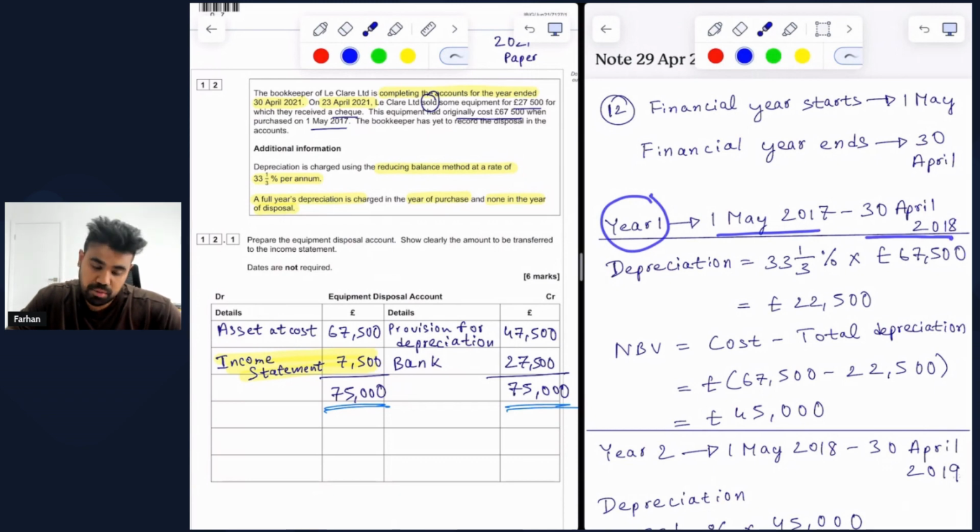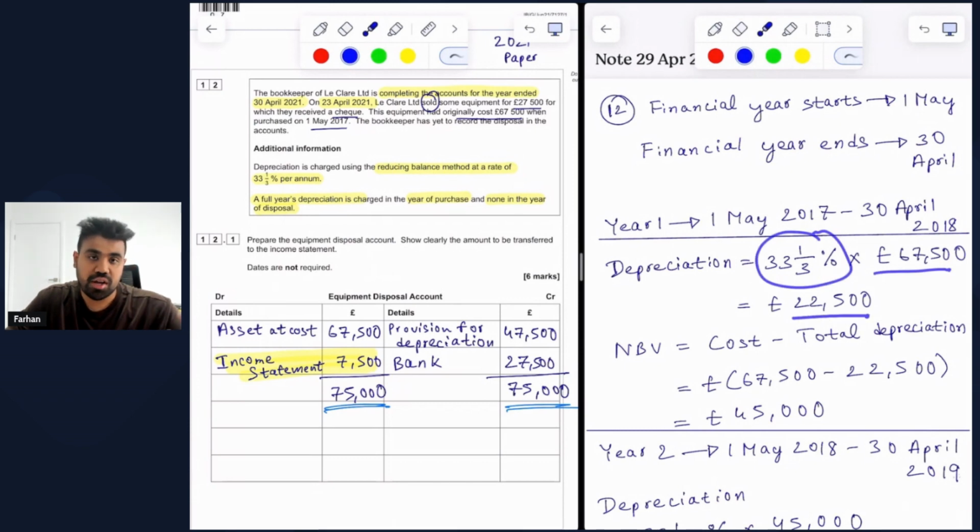Now we want to find the depreciation. Because you're using the reducing balance method, when it comes to the first year of calculating the depreciation, you always apply the percentage that's given to you on the original cost. So what we are doing here is take the rate of 33.33% and then multiply it with the original cost of £67,500. And then we get £22,500 as the depreciation expense for the first year of usage.